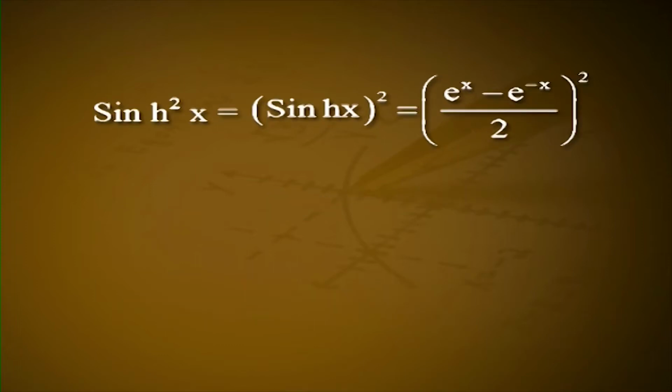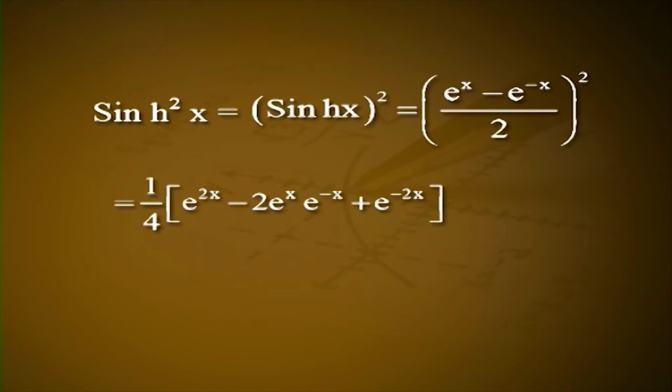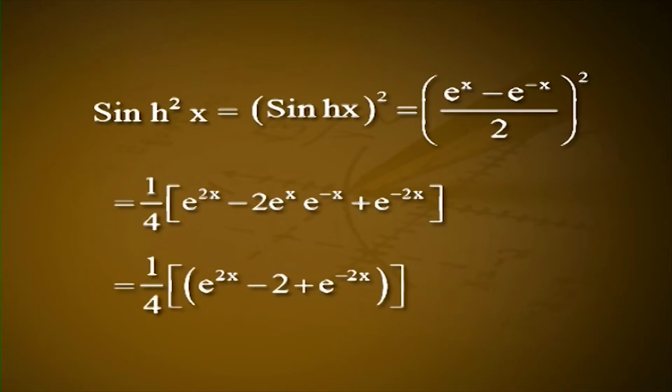Sinh square x is equal to sinh x all square, which is equal to e raised to x minus e raised to minus x by 2 the whole square, which is equal to 1 by 4 into e raised to 2x minus twice e raised to x into e raised to minus x plus e raised to minus 2x, which is equal to 1 by 4 into e raised to 2x minus 2 plus e raised to minus 2x.